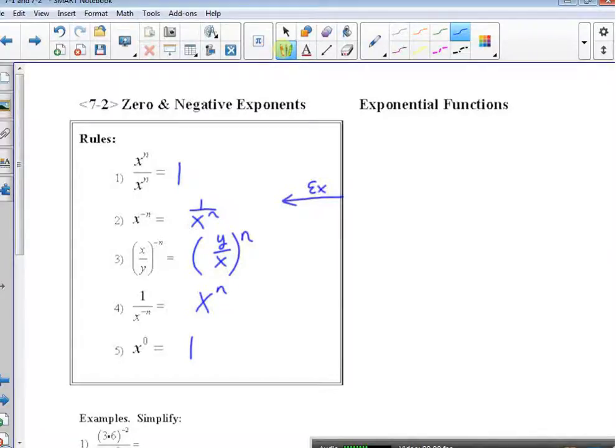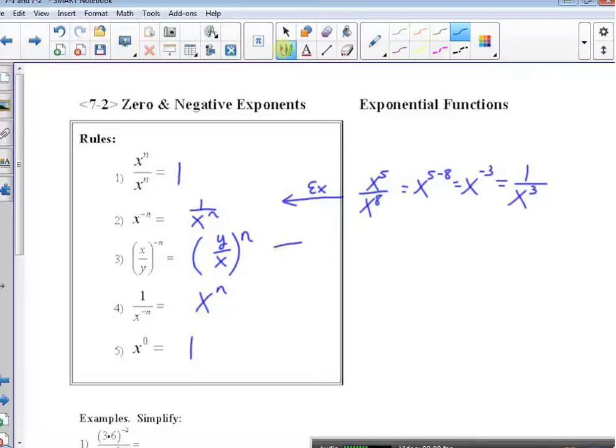So we had x to the 5th maybe over x to the 8th. Well, what that gives me is x to the 5 minus 8, which is x to the negative 3. Now remember, I talked about how that would be 5 x's in the top and 8 x's in the bottom, and so you'd cancel them and it'd give you 1 over x to the 3rd. So that's why x to the negative 3 is 1 over x to the 3rd.